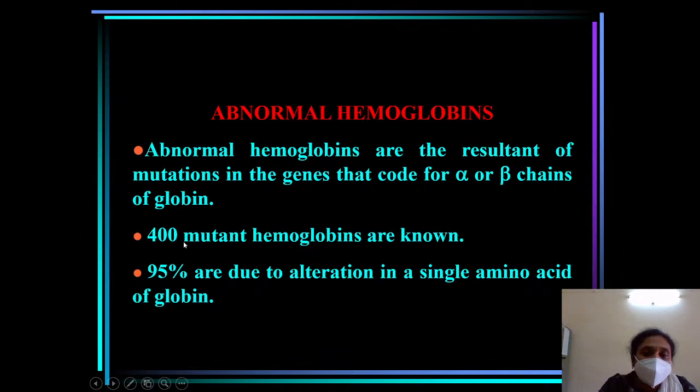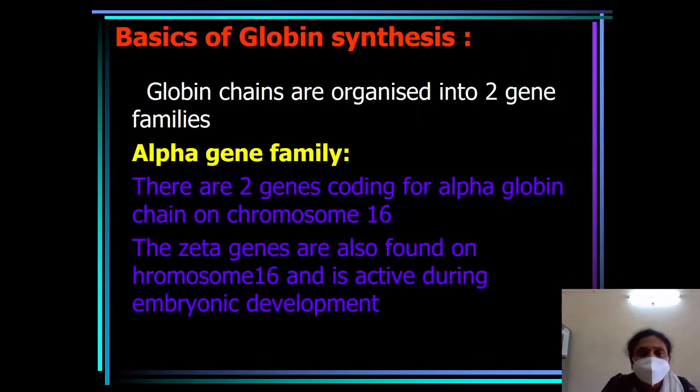Nearly 400 different types of mutant hemoglobins are known till now, but 95% of all hemoglobin variants are due to a change in a single amino acid of the globin chain.